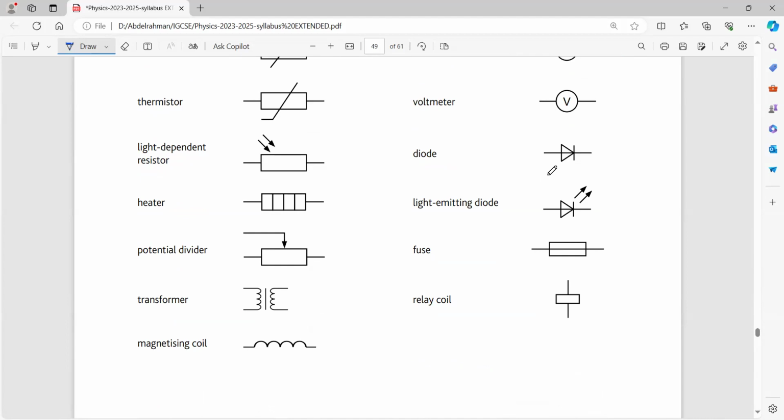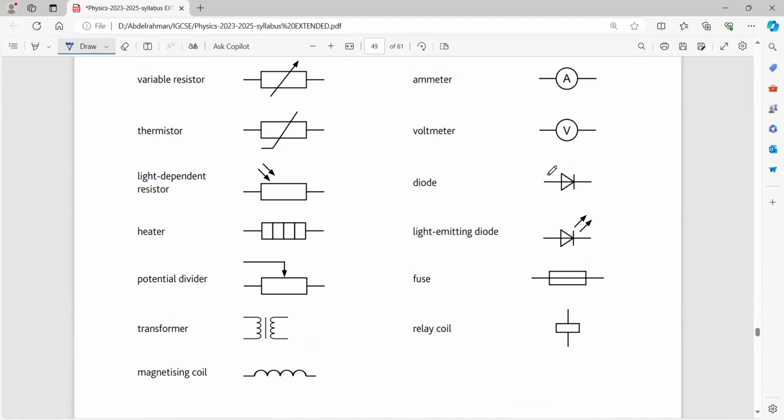Can I explain what a potential divider does? Okay, a potential divider, what does it do? It simply divides the potential difference. What do I mean by divides the potential difference? The potential difference of the battery, the voltage provided by the battery, the EMF of the battery, could be divided onto one or more components in the circuit.